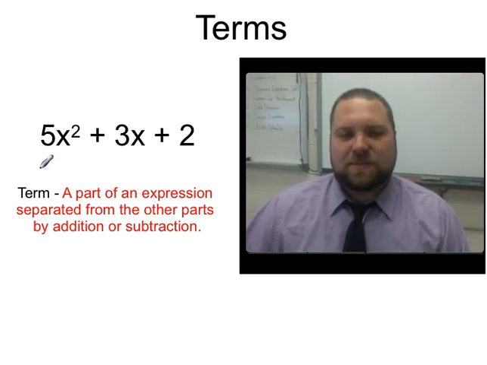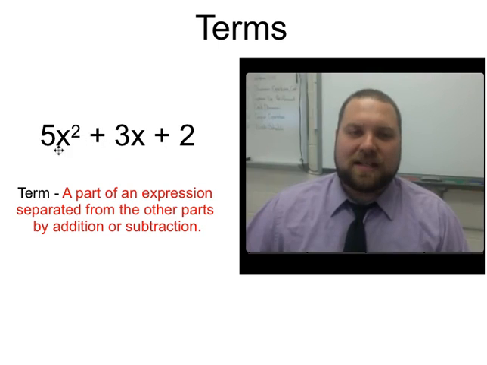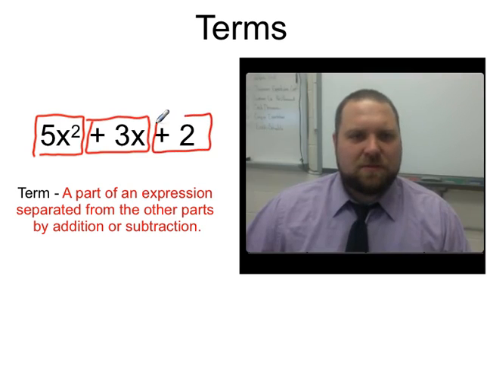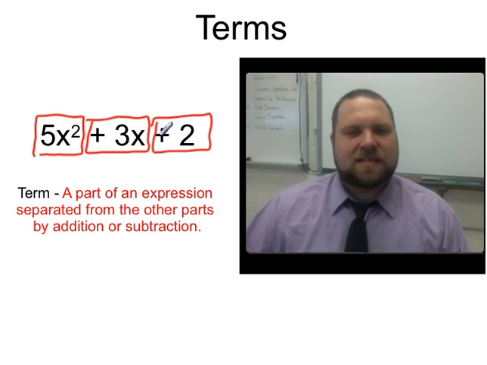Terms are parts of an expression, and they're separated from the other parts of the expression by plus or minus signs. In this particular expression, we have three terms. We have the 5x squared, which is one term, and then we have the plus 3x, which is another term, and the plus 2, which is yet another term. So 5x squared plus 3x plus 2, three different terms.